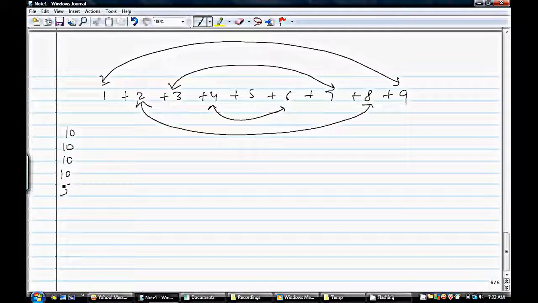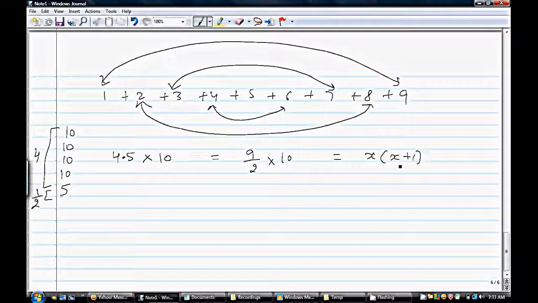So that is 5. If you add all this up, it will be 4.5 times 10. So we have 4 times 10 and half times 10. So 4.5 into 10, or that is 9 by 2 into 10. Yeah, so that is equivalent to x into x plus 1 divided by 2.